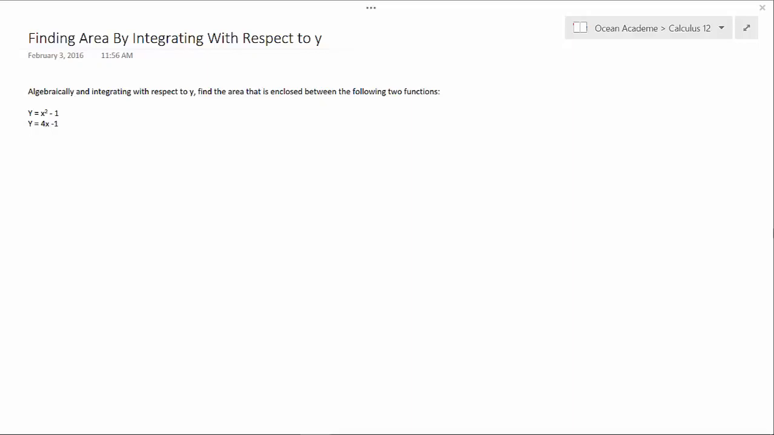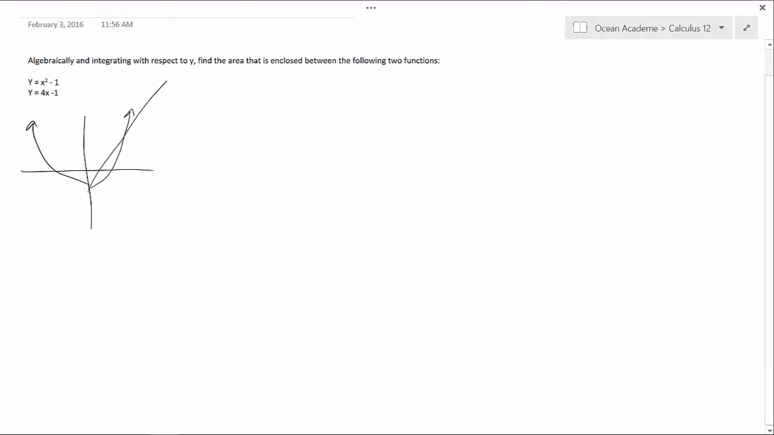Algebraically and integrating with respect to y, find the area that is enclosed between the following two functions, y equals x squared minus 1 and y equals 4x minus 1. So first, I'm going to draw a diagram, a graph, of what this would look like. So we've got x squared minus 1 and we have 4x minus 1. So we're looking at the area that is between these two lines.